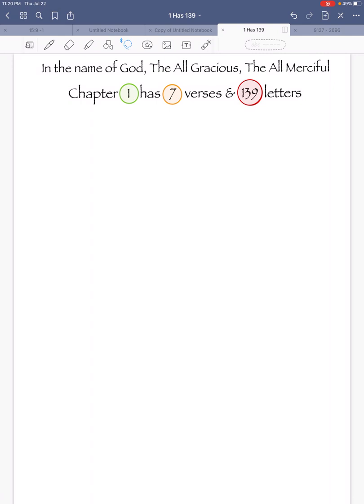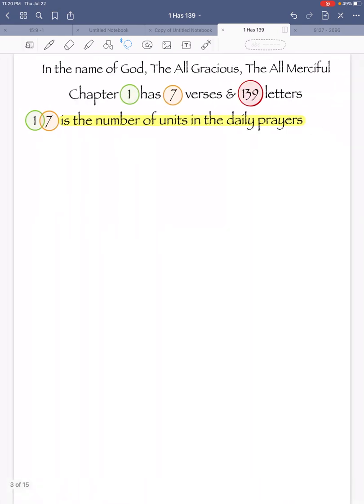So far, we have 3 sets of numbers: 1, 7, and 139. Let's concatenate the chapter number and the verse numbers. We get 17. 17 is the number of units in the daily prayer. So God immediately, mathematically, is telling us the total number of units that we need to do in the 5 daily prayers, which is 17.